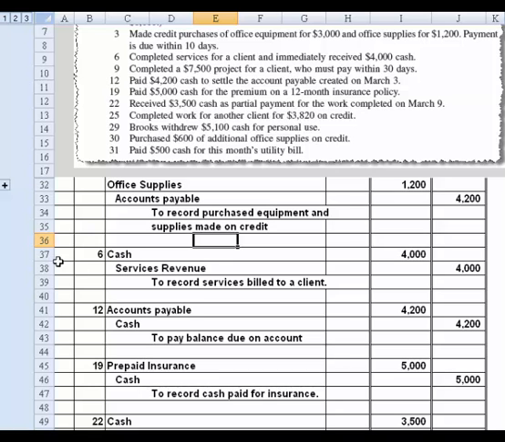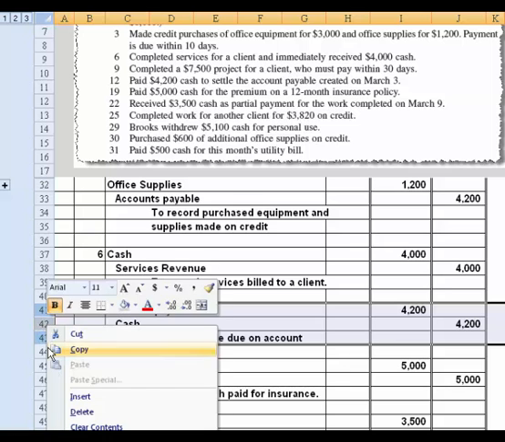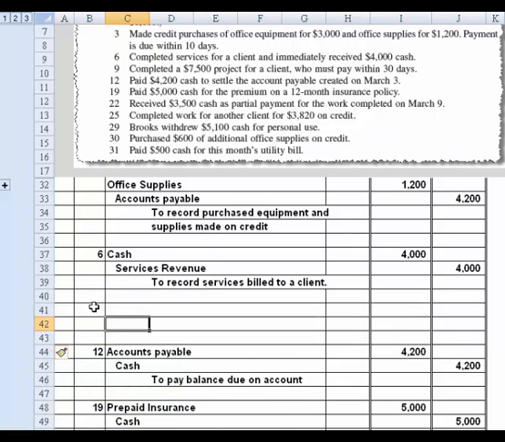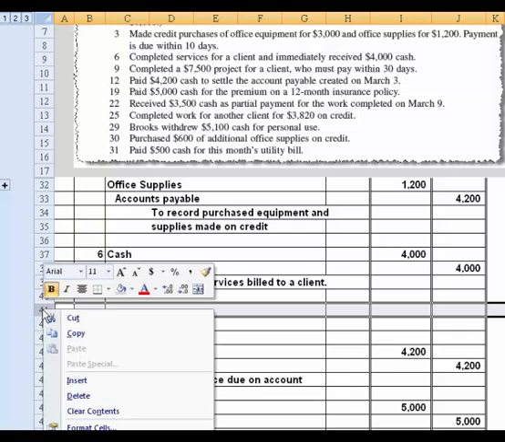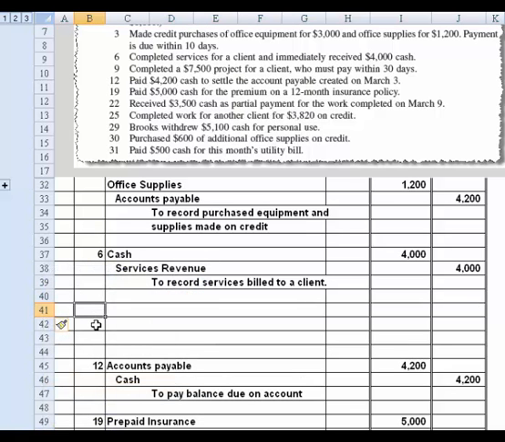So let's do that. Let's just open this up for a couple rows. We'll do an insert, and I'm going to need one more. And we'll say on the 9th we had an entry completed to 7500 for a client who must pay within 35 days. Okay, well I know I've got a debit to 7500. The easy part is to record the sale, which is to services revenue. Could be consulting revenue, something like that.